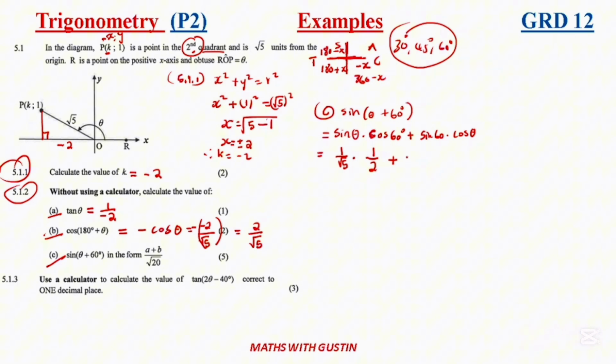All right, sine 60 will therefore give us square root of 3 over 2. Then cos theta, which we did find here somewhere, is going to be negative 2 all over square root of 5. Great. Now with that we can simplify further.